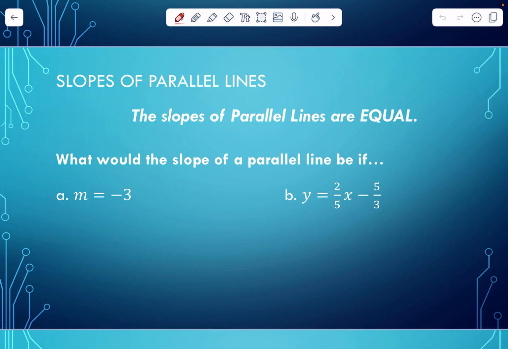So if I know that two lines are parallel, then what I know is their slopes have to be equal, exactly the same. So if I look here, it says, what would the slope of the parallel line be if the slope is -3? Well, the slope of the parallel would also be -3. Here, they give me an equation in slope-intercept form. Remember, my slope of my original is 2/5. So the next question, what's the slope of the parallel? And that would also be 2/5.